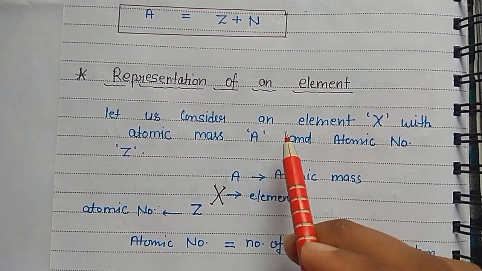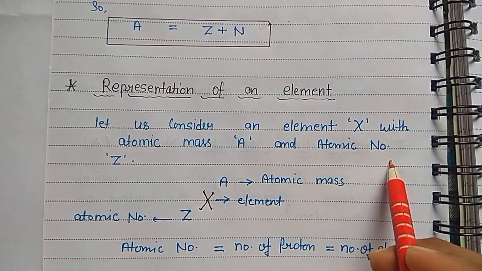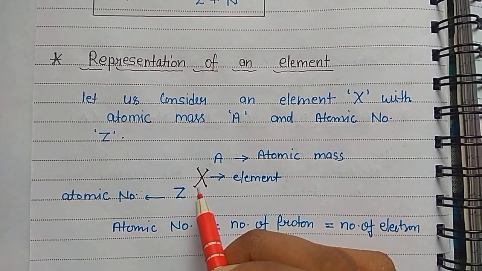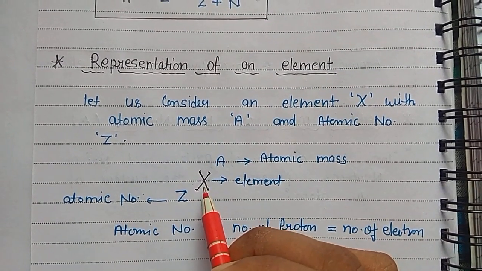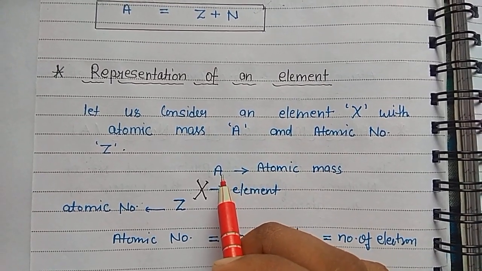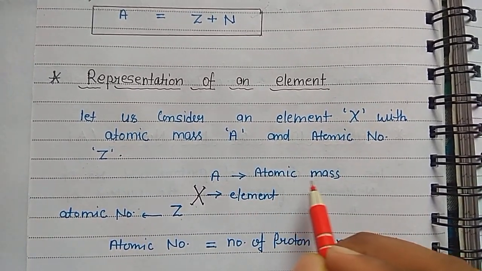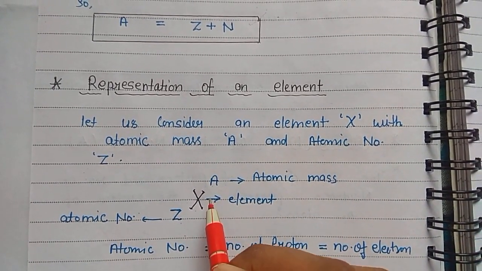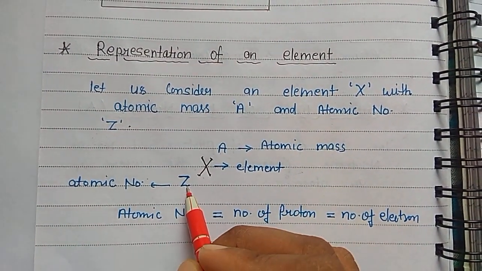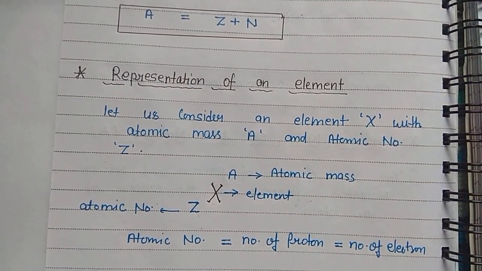First, let us consider an element X with atomic mass capital A and atomic number capital Z. Now, the representation of an element X with atomic number Z and atomic mass A is Z X A. A is atomic mass, Z is atomic number and X represents the element. And atomic number Z is equal to the number of protons, equal to the number of electrons.